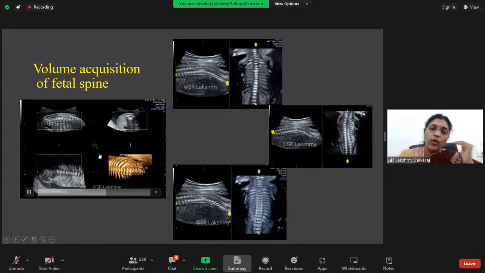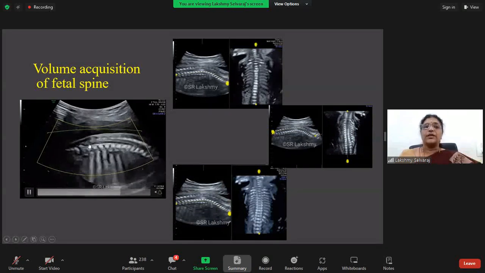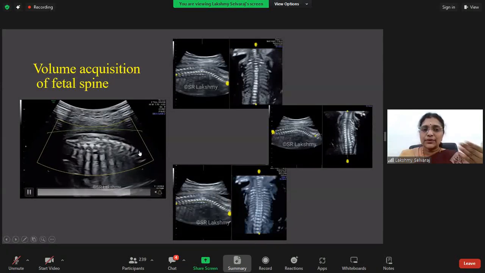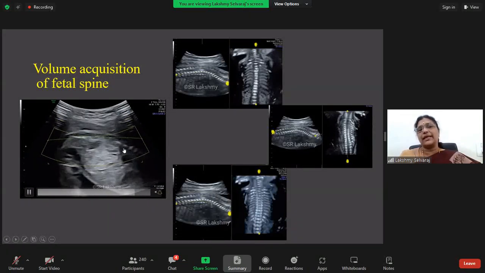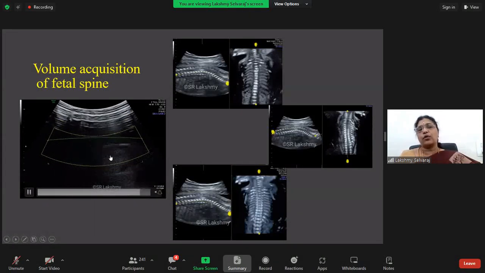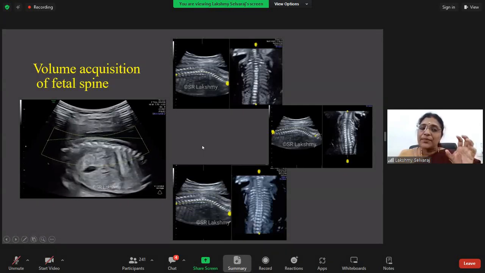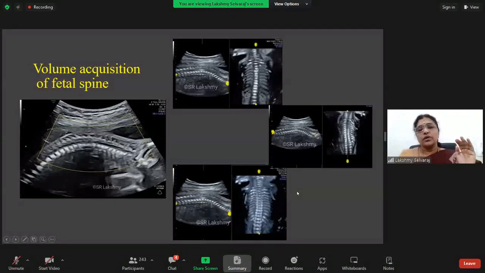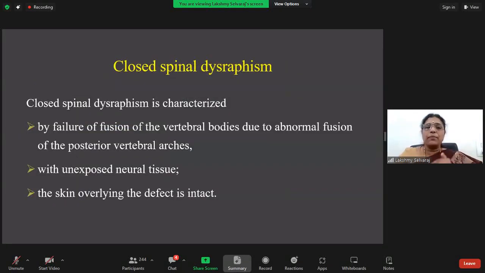Remember, when you acquire the volume, please see to it that you have included the area of interest in the volume. See, for example, in this second volume, what I am acquiring, there I cannot see the ribs entirely. So this is not what I want to do. So the placement of the volume box is very important when we do the spine. So now we go to the talk per se. This is what we did in the first session.